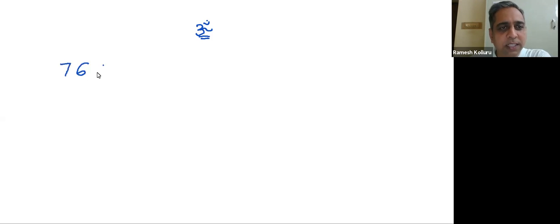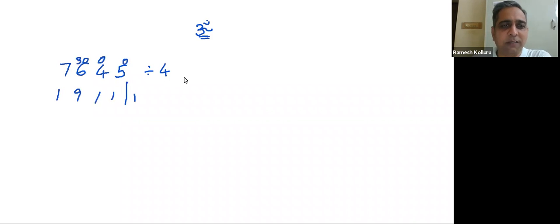So 7645 is there, divided by 4. So 4 ones are 4, 3 left. 4 nines are 36, 0. 4 ones are 4, 0. 4 ones are 4. 1 is my remainder. So this is the first procedure we had learned.